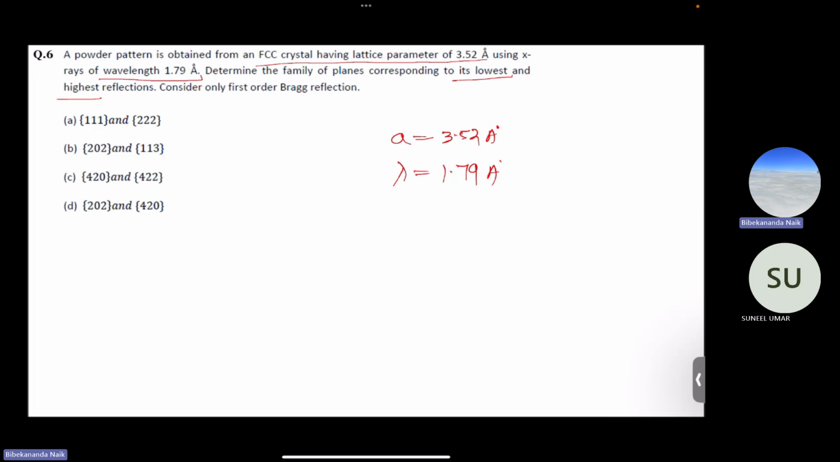I'll give a few minutes to think about this question. This is an important question and it underlies some concepts behind it that we will discuss. But first you try it and then we will discuss how we will solve this problem.